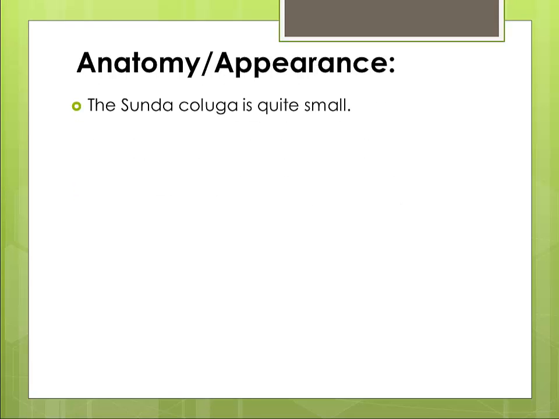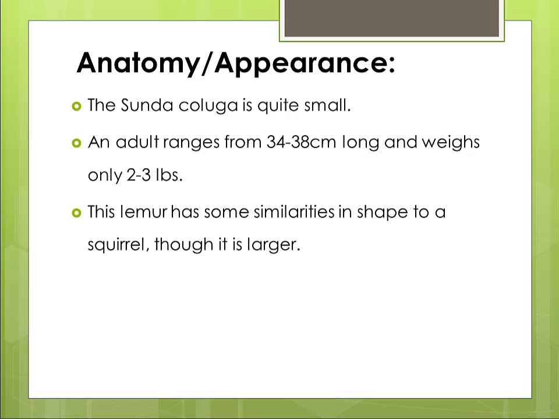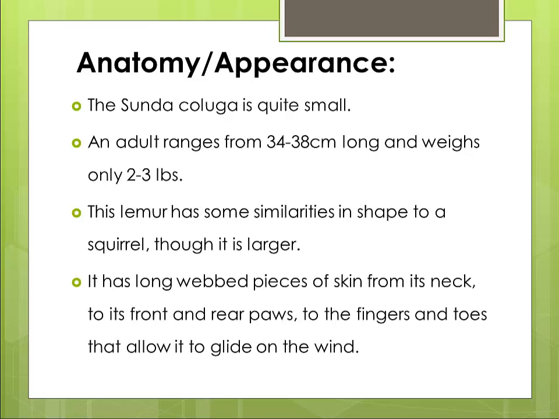Anatomy and appearance. The Sunda Colugo is quite small. The adult ranges from 34 to 38 centimeters and weighs 2 to 3 pounds. The lemur has some similarities in shape to a squirrel, although it is larger. It has long webbed pieces of skin from its neck to its front and rear paws to the fingers and toes that allow it to glide on the wind.